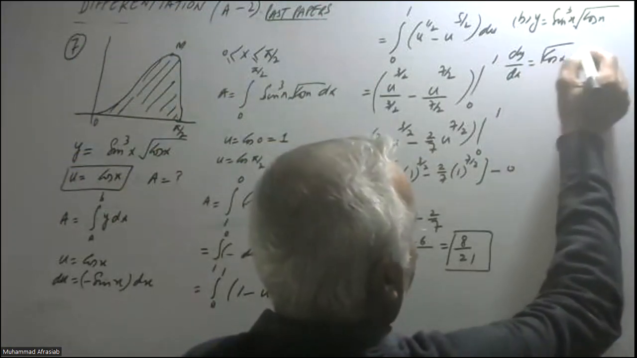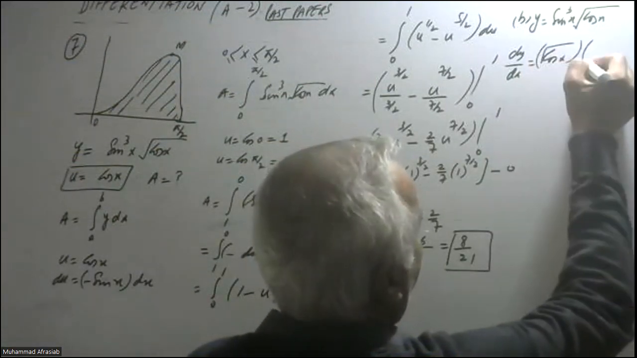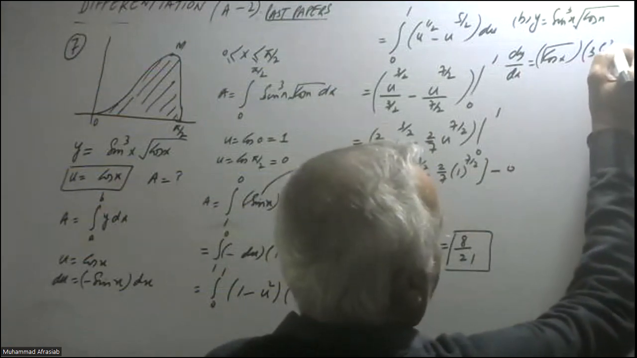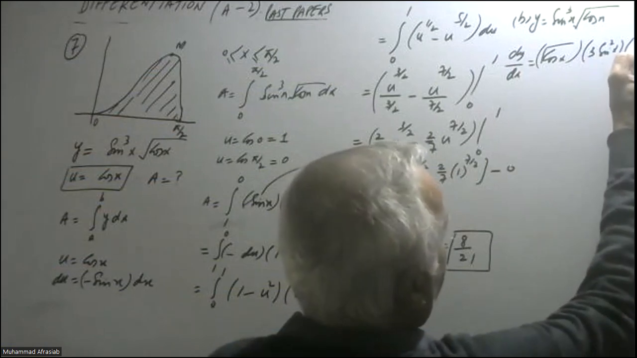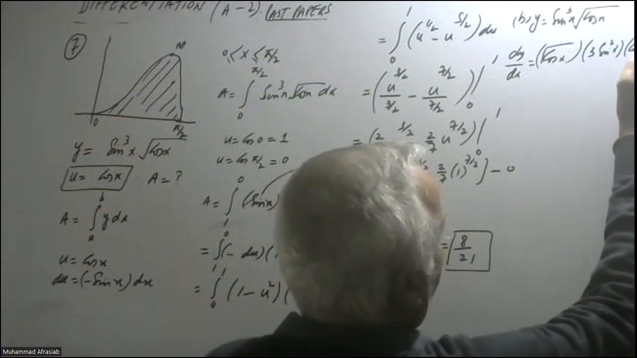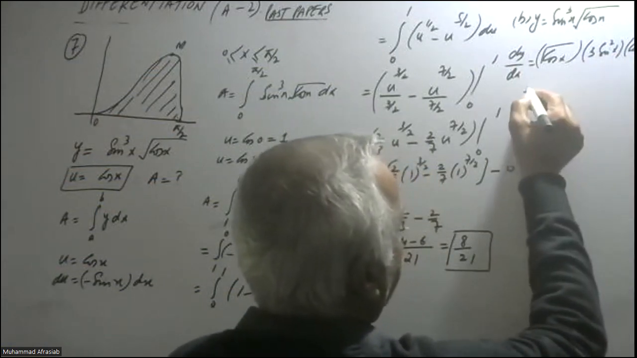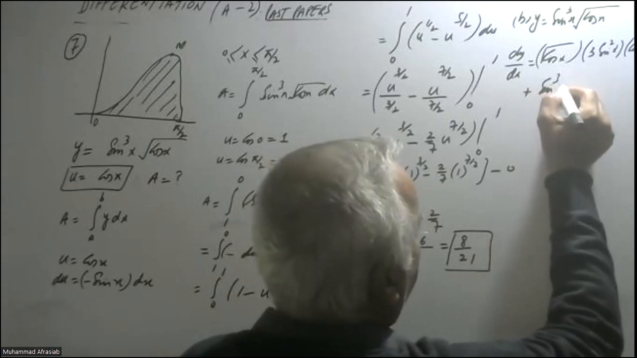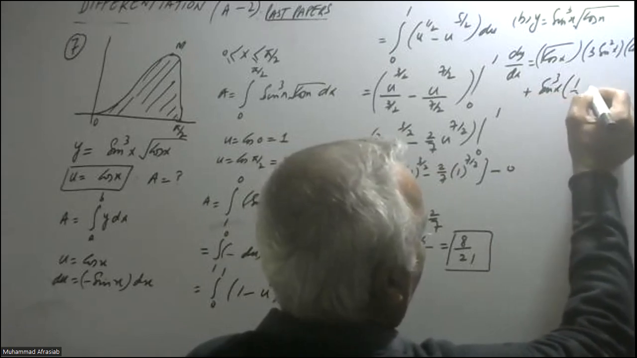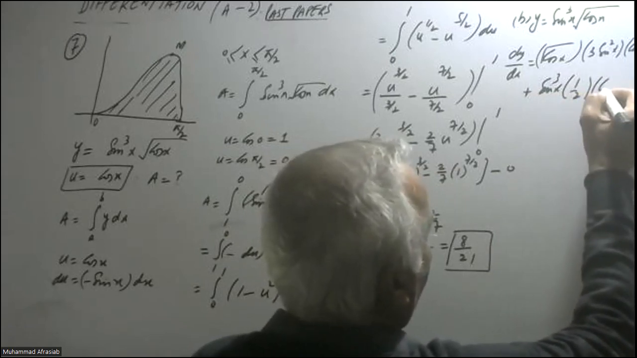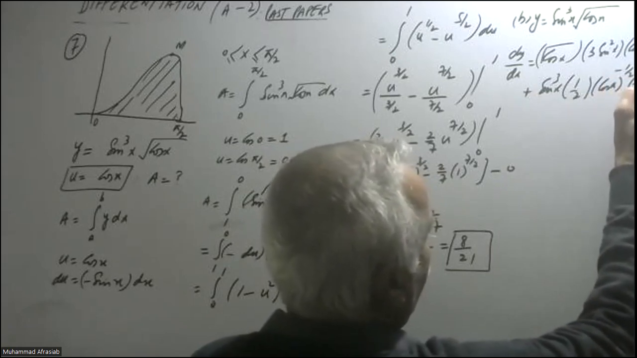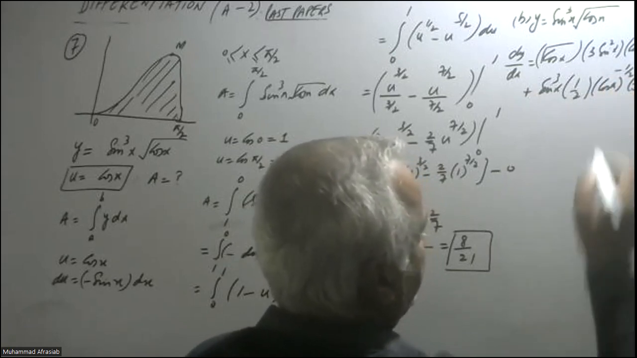cos of x, square root as is, into 3 sine square of x into the derivative of sine of x, which is cos of x, plus sine cube of x as is, into 1 over 2 cos of x power minus half, into minus sine of x there.